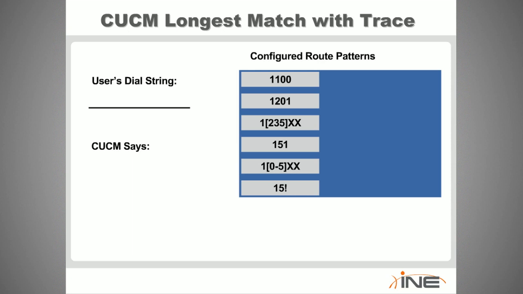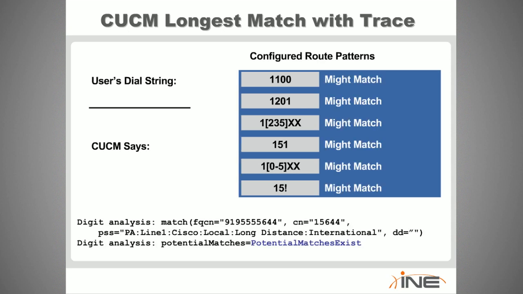So let's take a look at an actual longest match scenario as the user's dialing it, and at the bottom, we're going to look at the SDI trace. We haven't quite talked about partitions and calling search spaces, but there is something in the trace that I want to point out. So as a user goes off hook and they begin dialing, here we go, off hook, CUCM says provide dial tone.